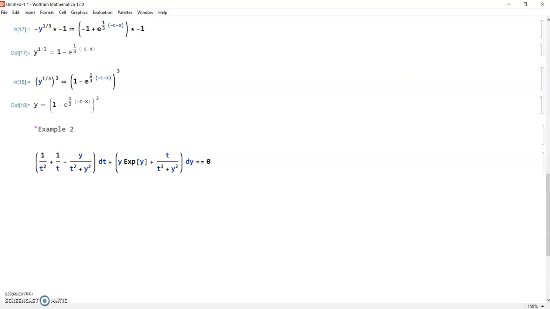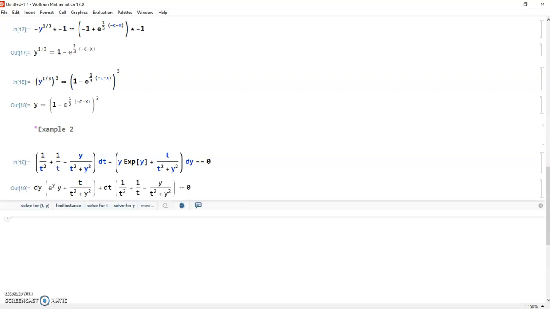for Mathematica. So this is the equation which I want to solve, and it is the equation for checking the exactness. So we can do the exactness. Let me execute this first. In this way Mathematica has automatically formatted this equation into this format.